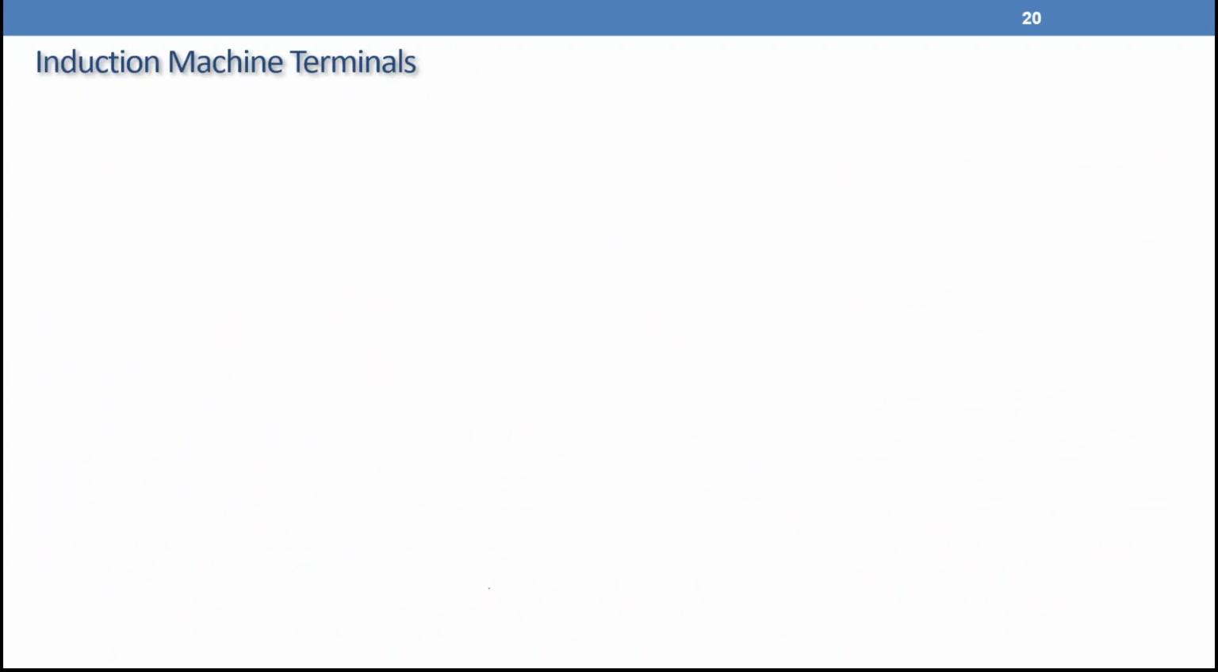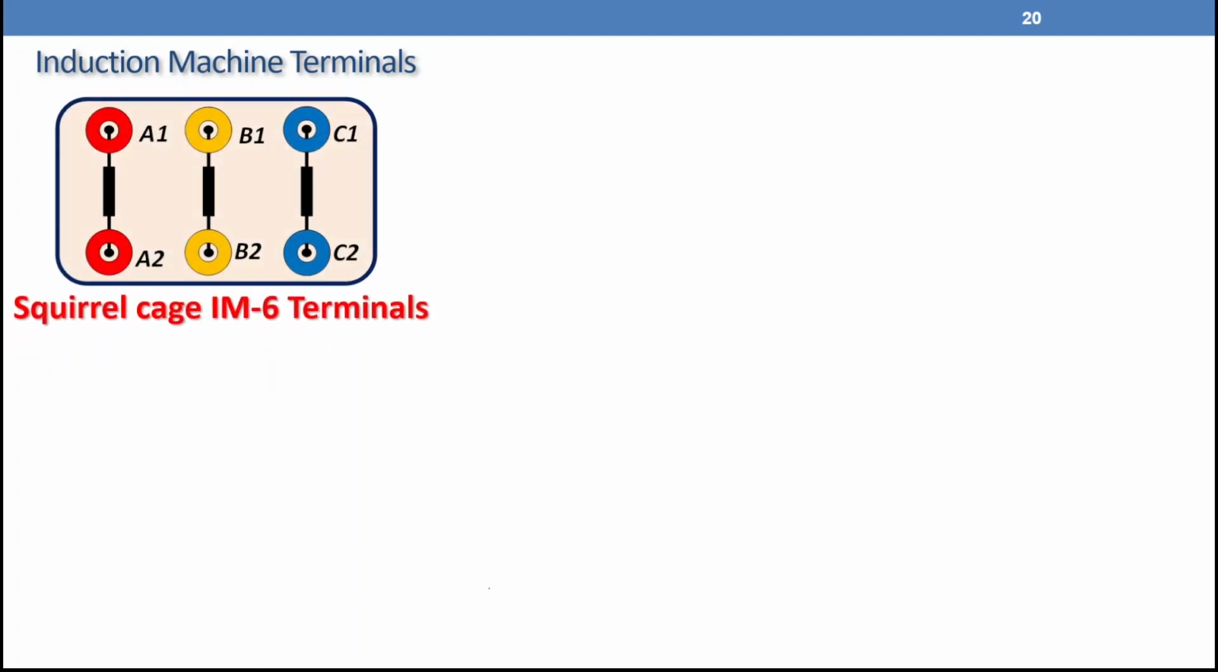So now let us look at the induction machine terminals. If you remember from chapter 1, we looked at the 3-phase winding and how to build it inside the induction machine. Each pole should accommodate all phases. The phase displacement between adjacent phases is 120 degrees electrical, and the start and finish of each phase is 180 degrees electrical. Based on these conditions, we end up with 6 terminals like what we see here.